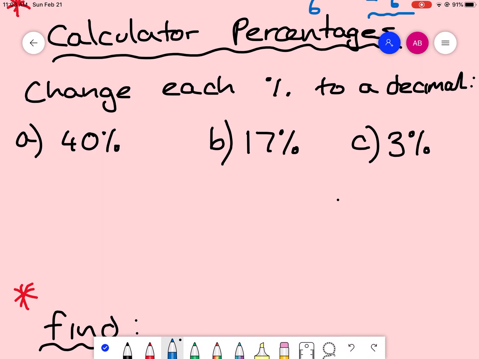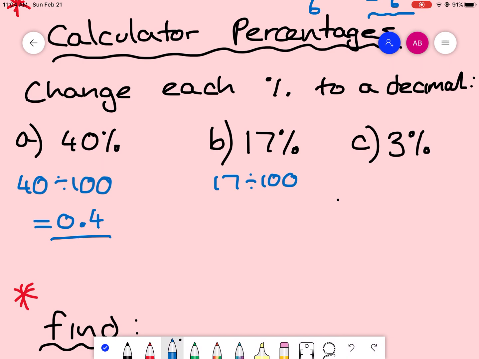The first section here, we want to change each of these percentages to a decimal. The easiest way to do that is to take the number for the percentage and divide it by 100. And that will get your percentage to a decimal no matter what your percentage is. So 40%, 40 divided by 100 is 0.4. That's all I need to do, and that gets that as a decimal. That's going to be the first step to each of our questions that we do today as well. So just bear that in mind when we come to do the questions in a second.